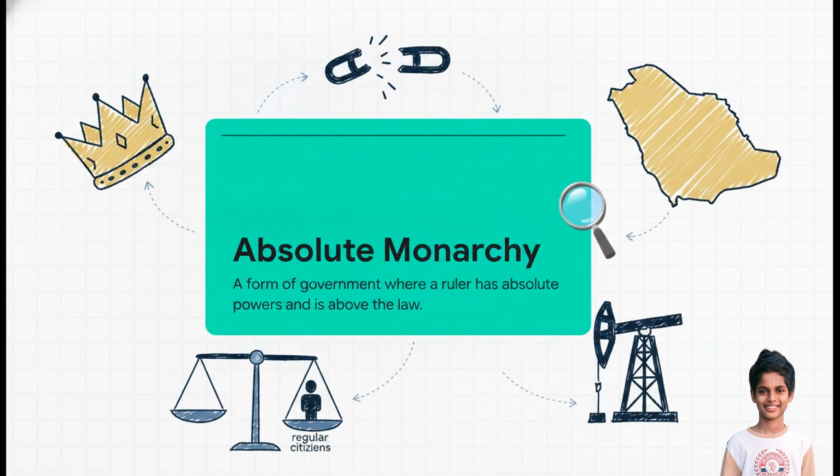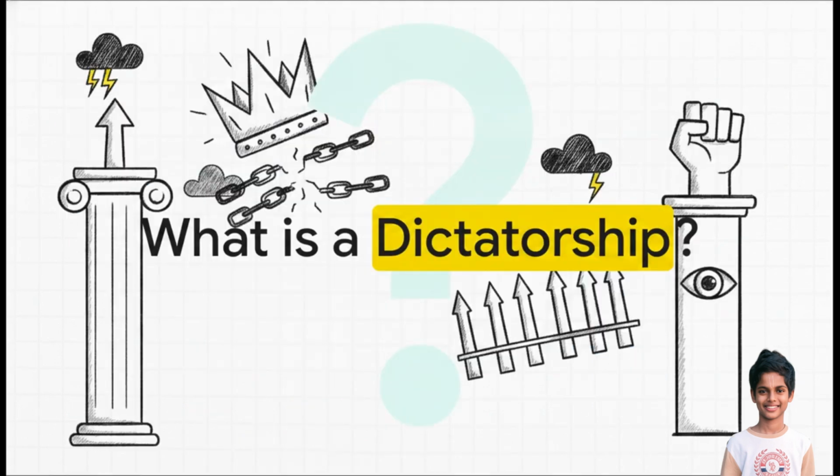Well, here's the perfect answer you're going to want to write down. Absolute monarchy is a form of government where a king or a queen has absolute powers and is actually above the law. Basically, the rules that apply to you and me don't apply to the ruler. Oh, and if you want those sweet bonus points on your exam, make sure to mention Saudi Arabia as the key modern example of this system.